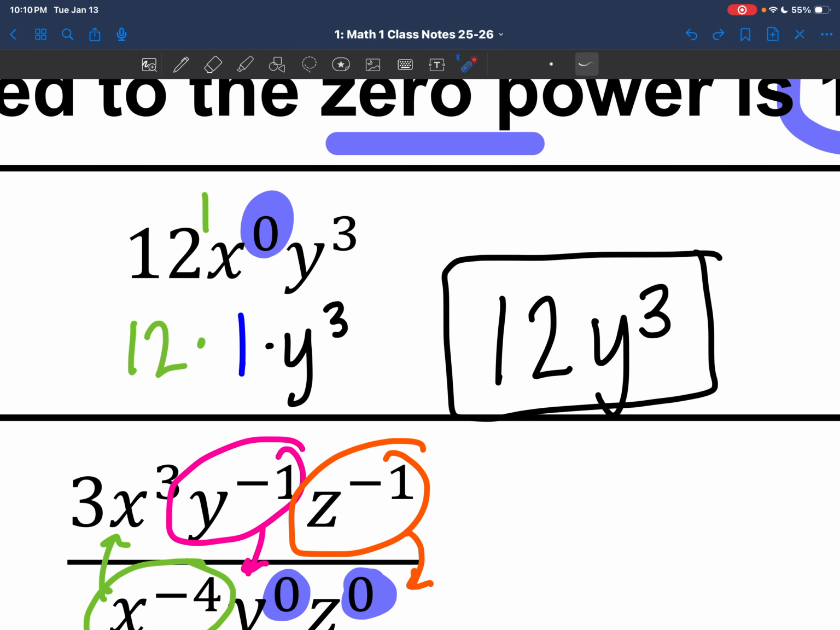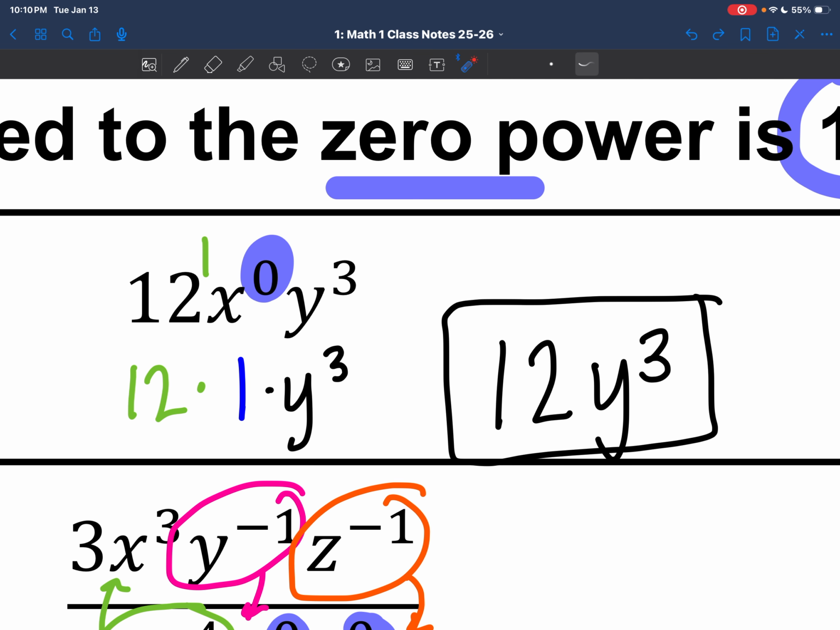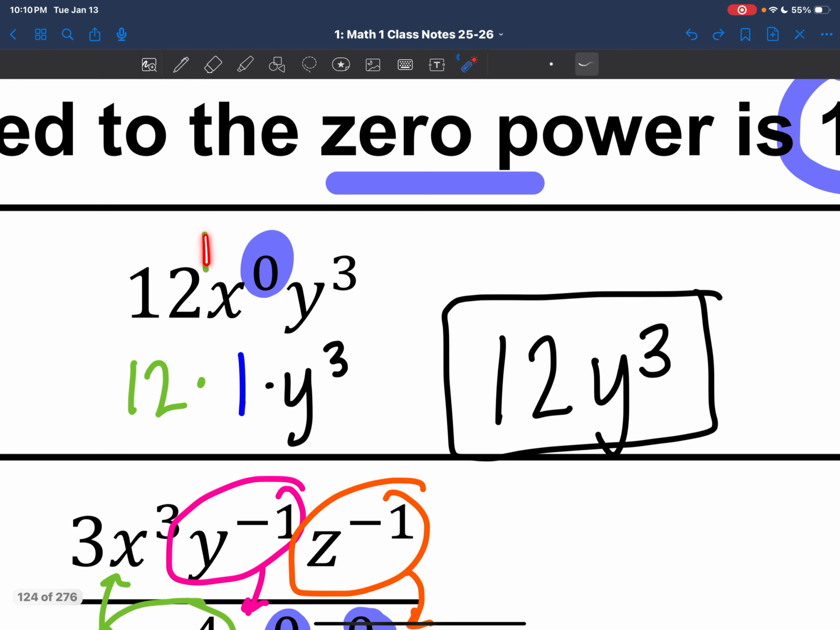All right, so remember, just because you see a 0 doesn't mean everything's 1. You have to look at the exponent. So in this case, this exponent is 1. So we have 12. This 0 only goes with x, which makes it 1. And remember, you're multiplying everything. And then y goes with 3. Now we can put it all together, which is 12y to the third.